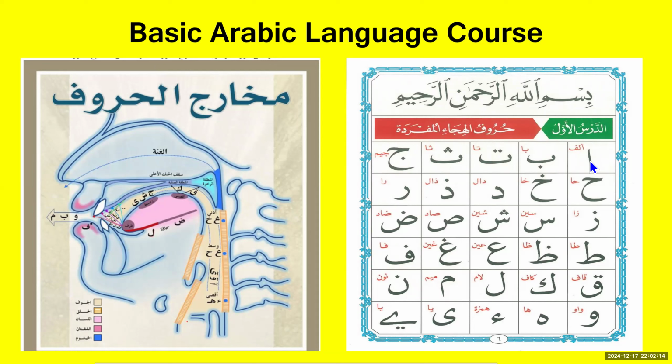Alif, ba, ta, sa, jim, ha, kha, dal, zal, ra, za. One correction. It's not Alif, it is Alif. Okay. Then Kumari Vijay.